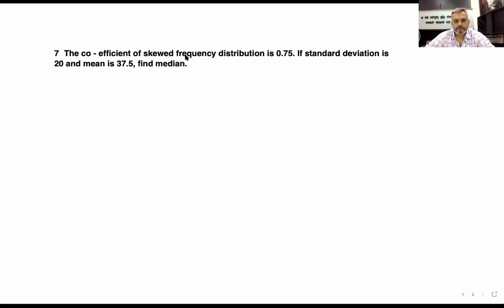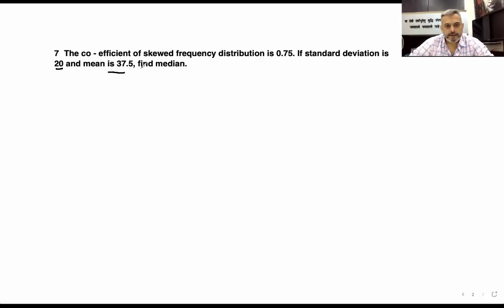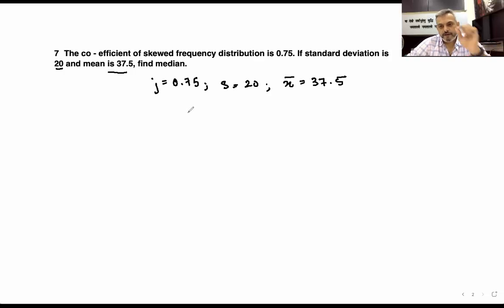Now, the coefficient of skewness of a frequency distribution is 0.75. If the standard deviation is 20 and mean is 37.5, find the median. So first let's write what is given. J is equal to 0.75. Standard deviation is equal to 20 and mean is equal to 37.5. So now we have to find the median. So which formula? We have median, we have mean, we have standard deviation. So that is J is equal to 3 times x bar minus m upon S. So this is the formula. Okay. Now let's substitute the values.